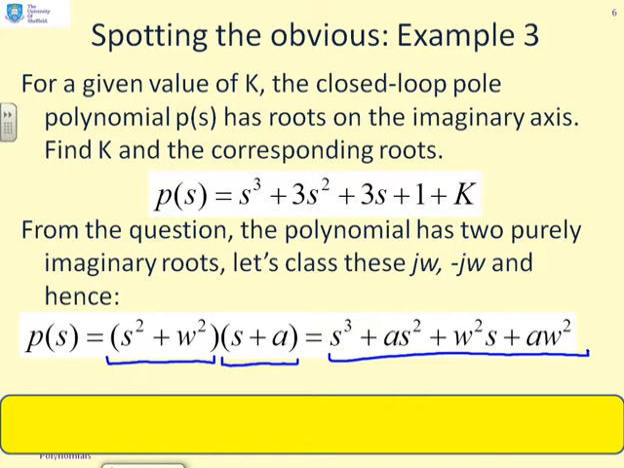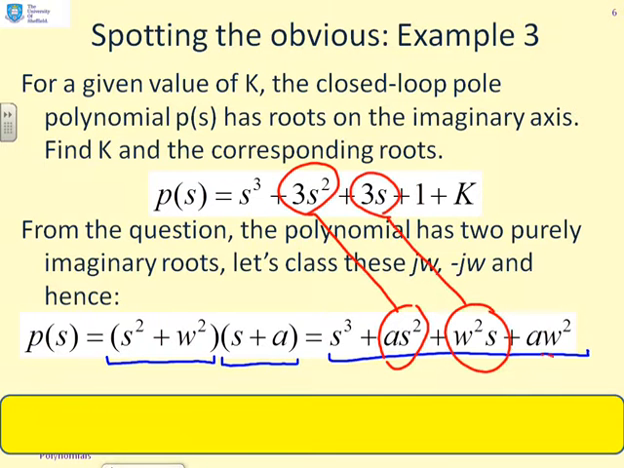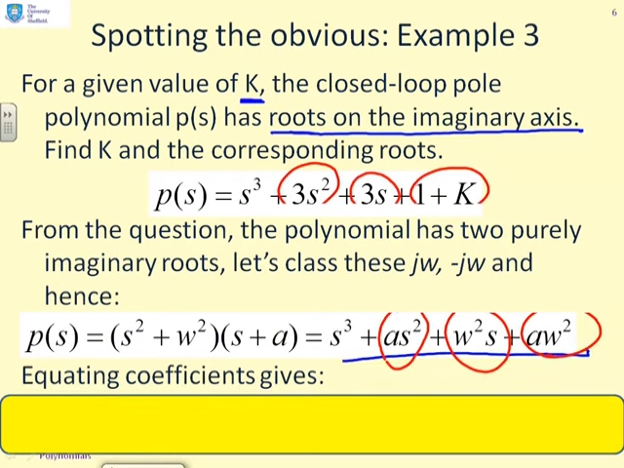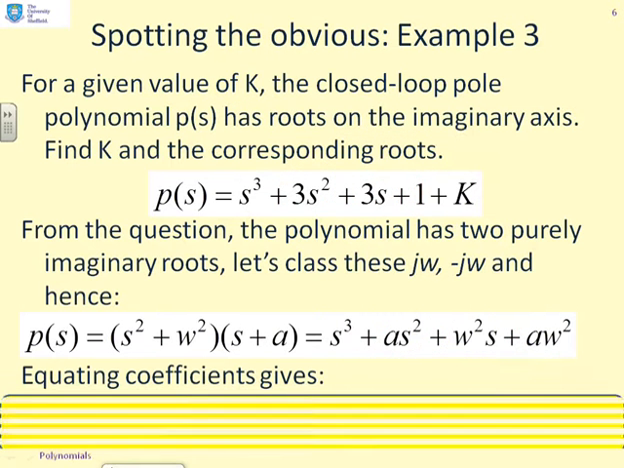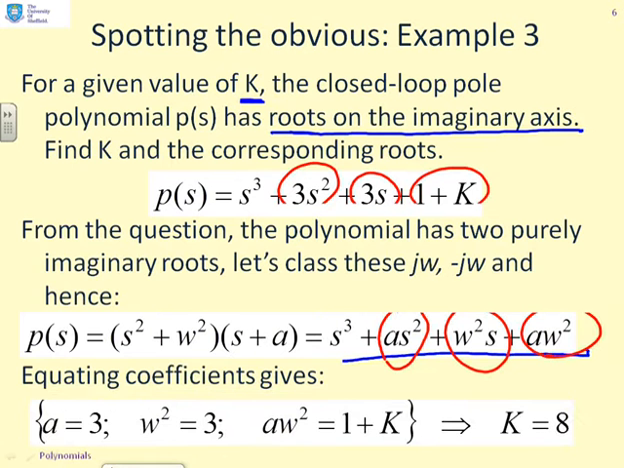And again, as in the previous slides, I can match this quadratic term with that quadratic term, this linear term with this linear term, and the constant term with this constant term. So I've got some simultaneous equations which will allow me to solve for a and omega. So here we go, equating those coefficients. This is what we get.